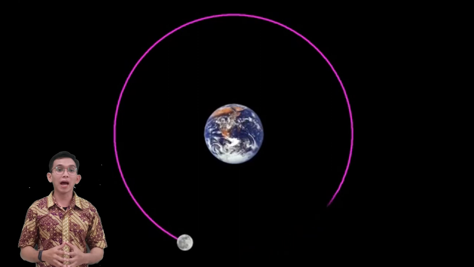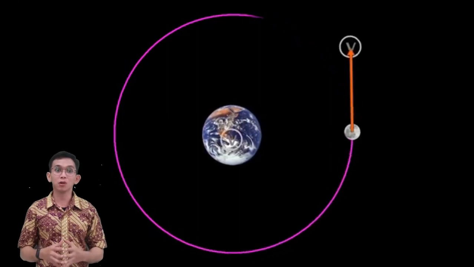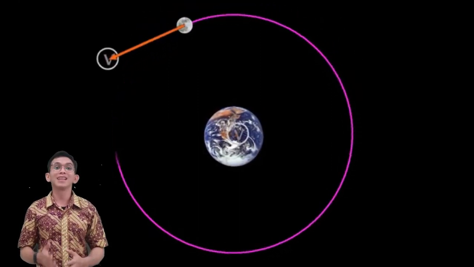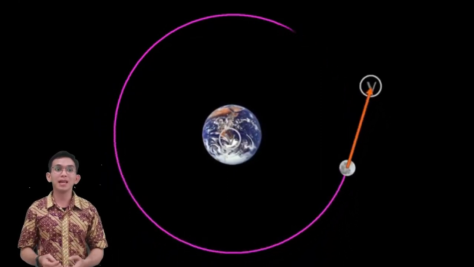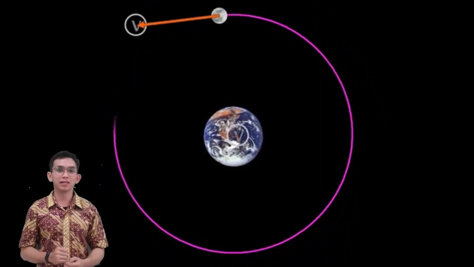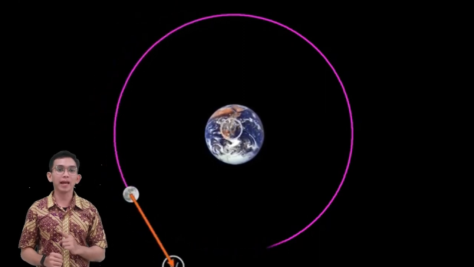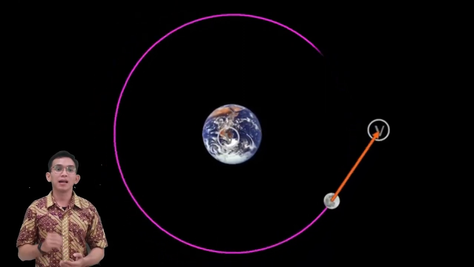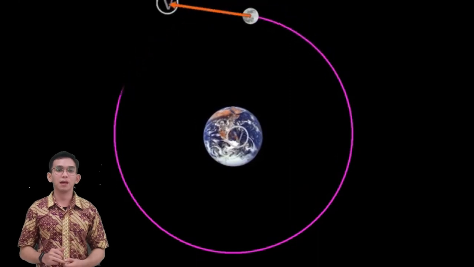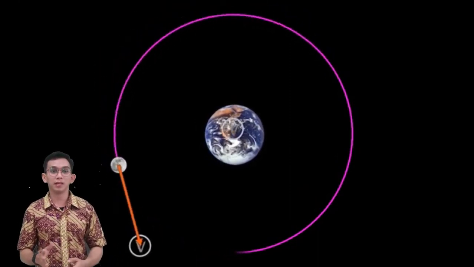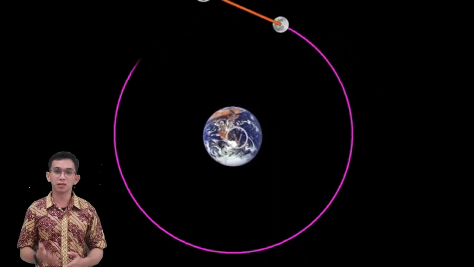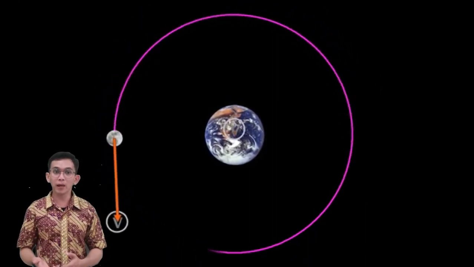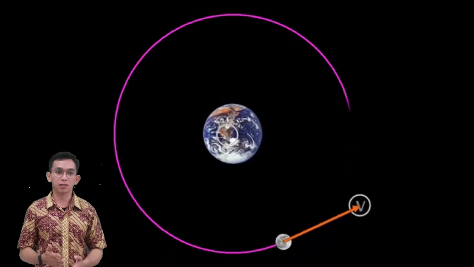And here, we have a circular path, and the circular path is due to the fact that this object is moving with a particular velocity and is always experiencing a force that is at right angles to the direction that it's moving. And here is the velocity. You can see it's always moving at a tangent to the circle, but it's always experiencing a force.